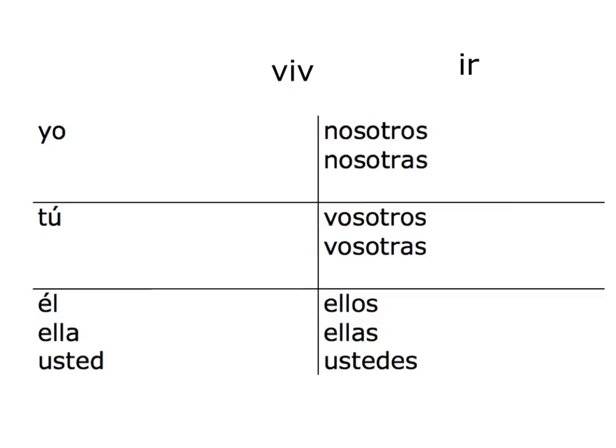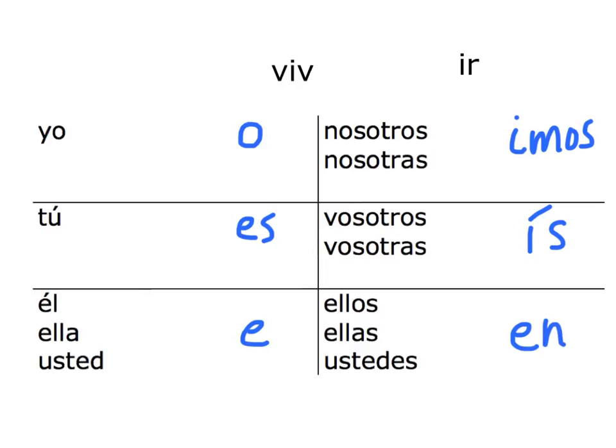For the yo form, the ending is o. For tú, es. Él, ella, and usted share an ending, it's e. Nosotros and nosotras also share an ending, imos. Vosotros and vosotras, is, yep, that's an accent. Ellos, ellas, and ustedes, en.